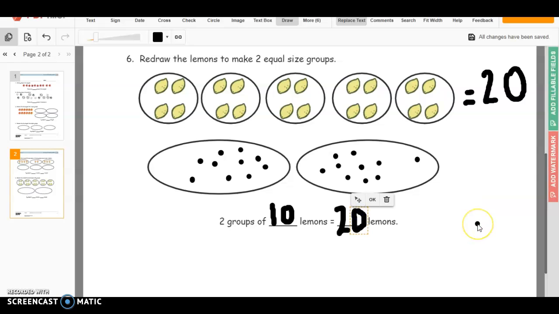Now, a quick way for you to have done this is if you know that you have a total of 20 and that you need to split it into 2 equal groups, remember that 20 is a double. So 10 plus 10 equals 20, which means you can do 2 groups of 10 to get there.